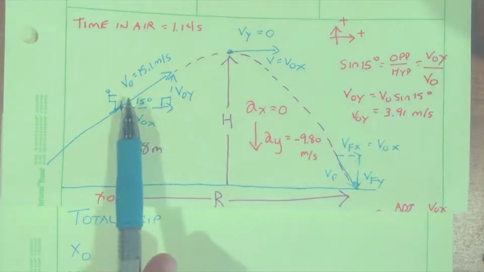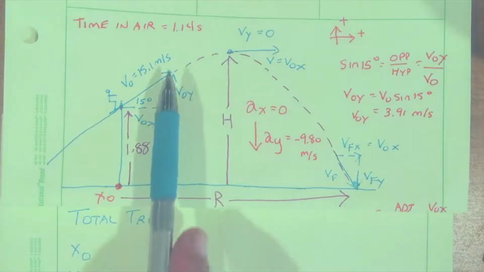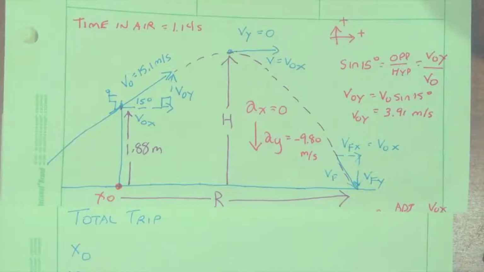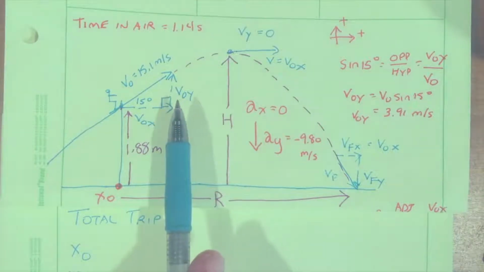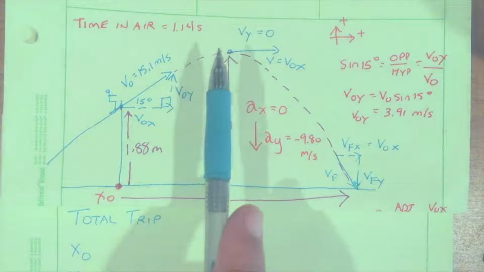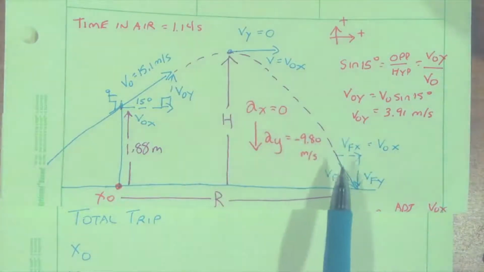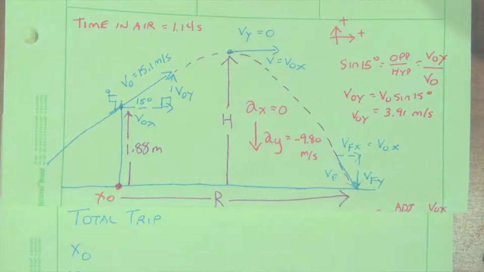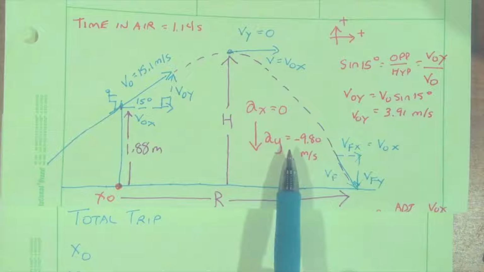Initially, we can think of her velocity as having two components, a horizontal component and a vertical component. The vertical component will change. It will shrink in size and become zero at the peak of the motion, then grow in size until we reach the ground. This is because of the acceleration due to gravity acting on the skier.